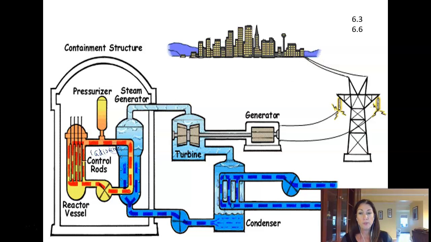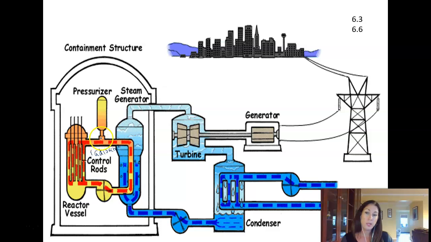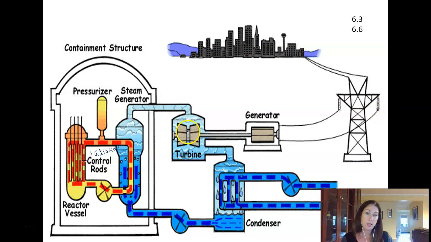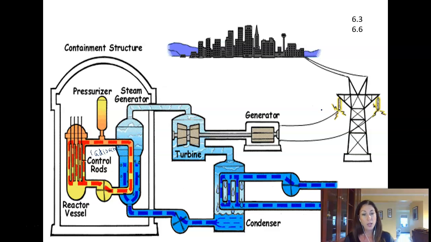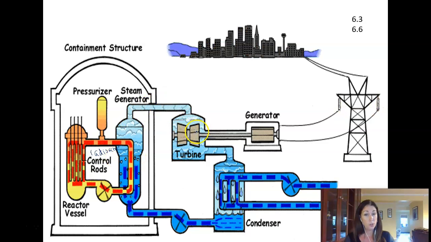And so this is our first heating loop to be able to create heat to make steam. This steam is used to turn a turbine. That turbine is connected to a generator, and then the generator is connected to make that electricity. So this should remind you of our steps of making electricity from coal, that we're trying to find a way to heat water, to make steam, to turn a turbine, to connect it to a generator.